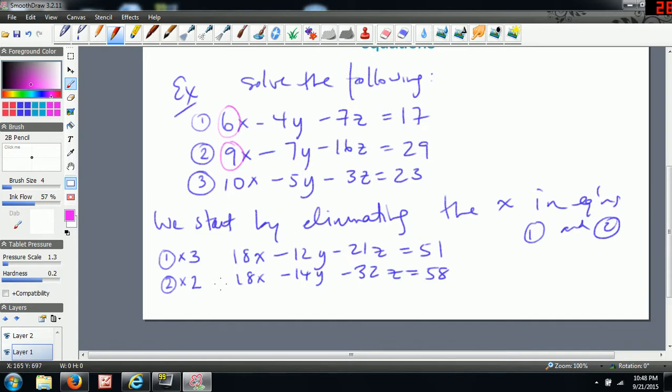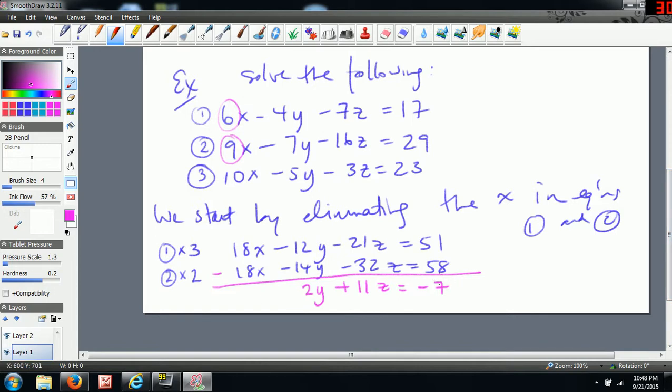When I do that, I can subtract. So 18x minus 18x is 0x. So we just eliminate the x. And then over here we have negative 12y minus negative 14y, which becomes negative 12y plus 14y. So that becomes 2y. Negative 21z plus 32z becomes 11z. And then negative 51 minus 58 is negative 7. Okay, so now we've got an equation with only y and z.